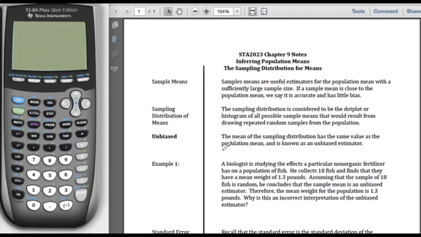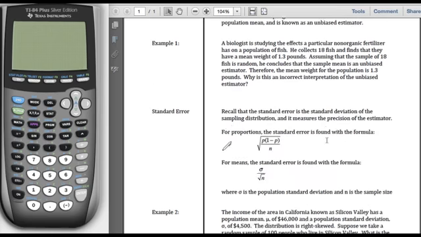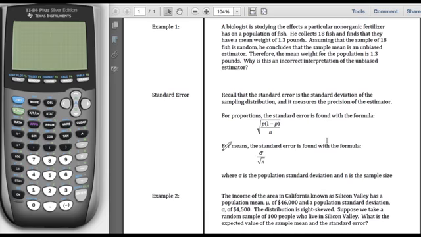To clarify this, let's look a little bit at example 1 here in the notes. A biologist is studying the effects of a particular non-organic fertilizer and the effect that it has on the population of a certain type of fish. He collects 18 fish and finds that they have a mean weight of 1.3 pounds. Assuming that the sample of 18 fish is random, he concludes that the sample mean is an unbiased estimator. Therefore, the mean weight for the population is also 1.3 pounds. We want to know, why is this an incorrect interpretation of the unbiased estimator?